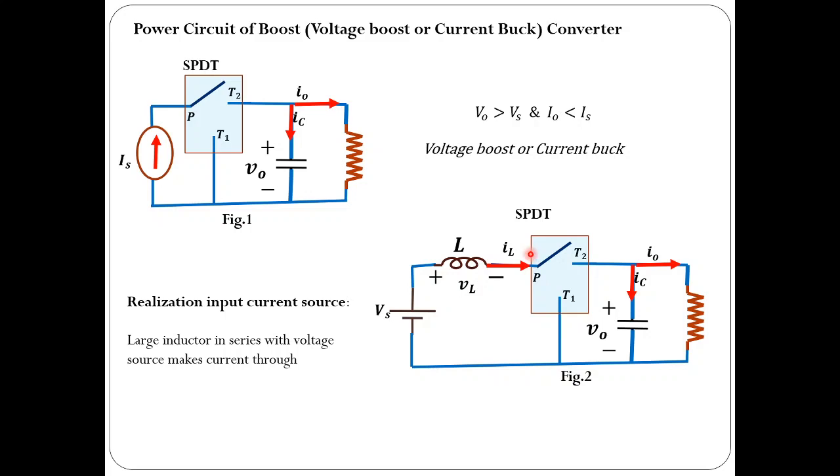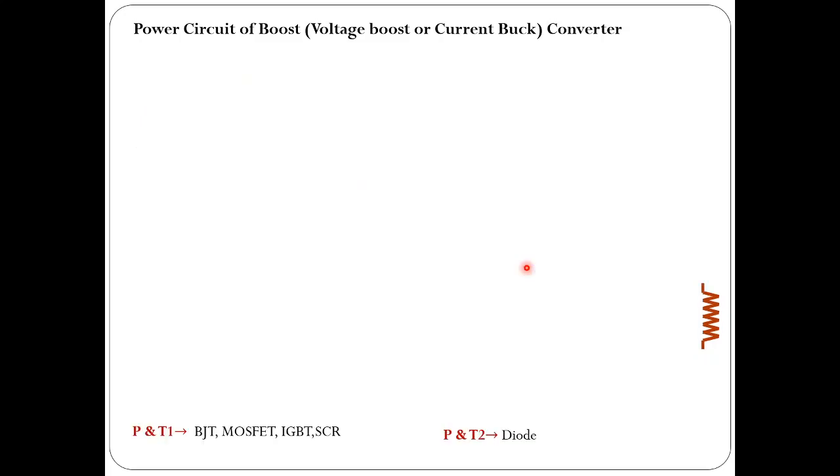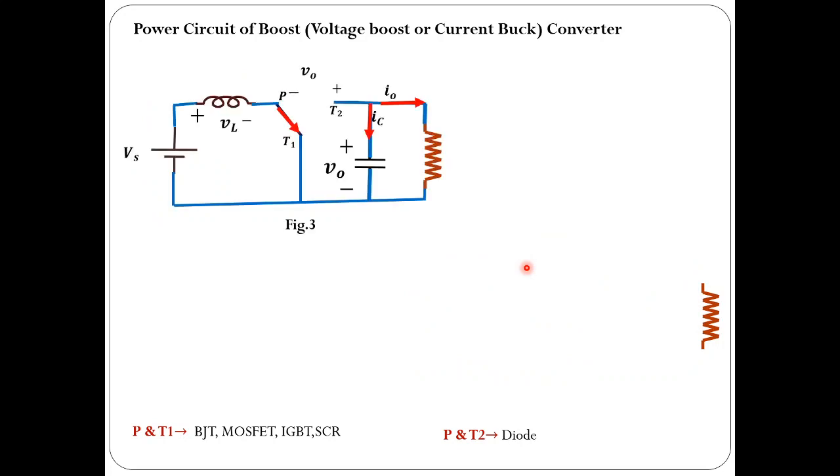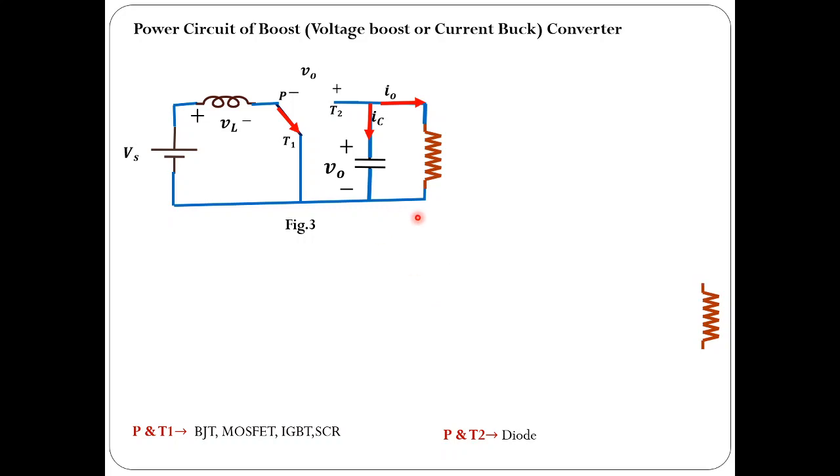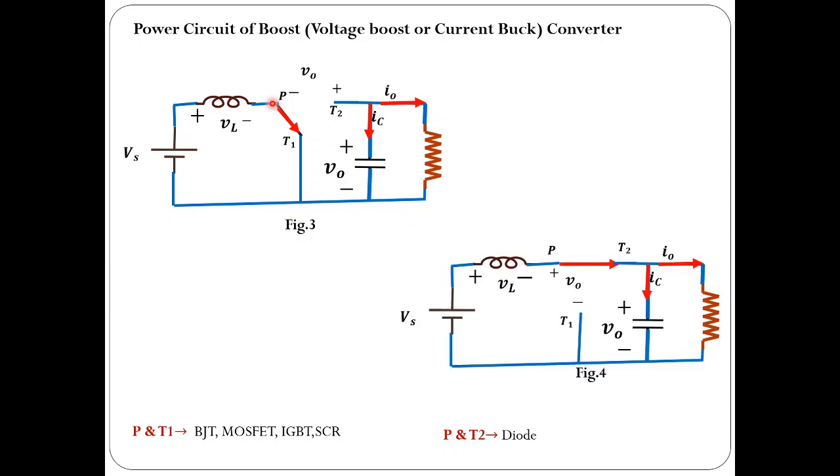Now what about this SPDT? Let us see how we can realize the switch using semiconductor switches. So we know from figure 3, whenever the pole is connected to throw 1, the current through the inductor should flow through this particular path, and the current between pole and throw 1 must be in this direction. And what about the pole and T2 terminals?